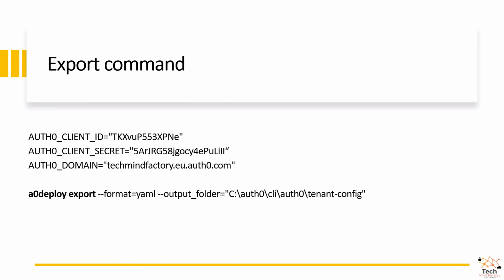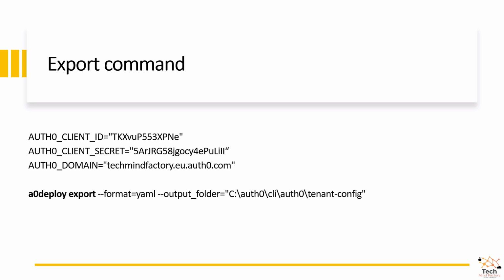When it comes to Auth0 Deploy CLI, there are two specific commands that can be used: export command and import command. Let's discuss them now. So when it comes to export command, it enables us to export our Auth0 tenant configuration. And actually, to use Auth0 Deploy CLI, first we have to register application in Auth0 tenant, obtain client ID and client secret, and also grant specific permissions to use Auth0 Management API. Because obviously underneath Auth0 Deploy CLI is utilizing Auth0 Management API.